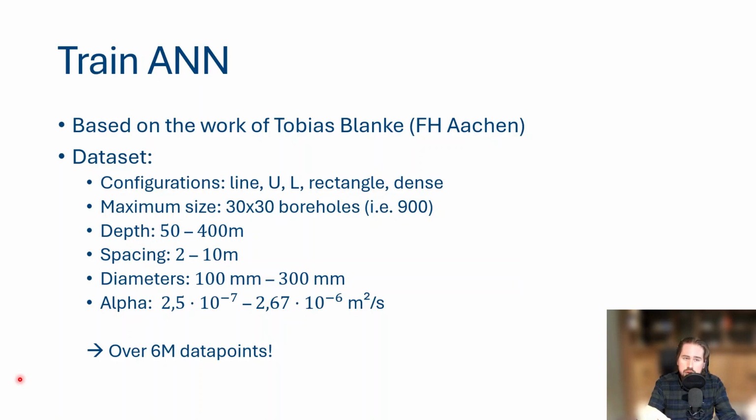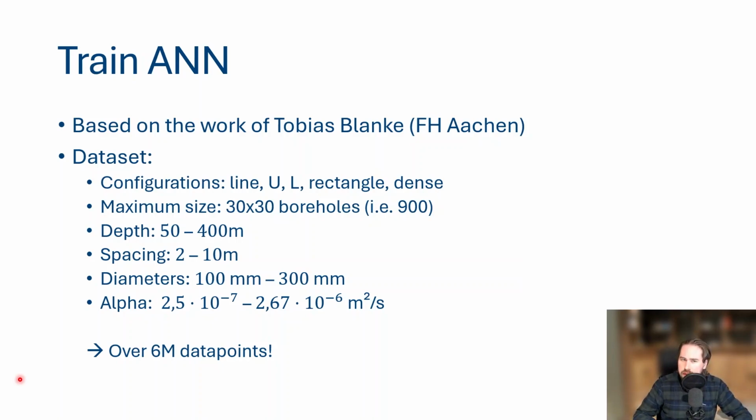We did this for borehole depths ranging from 50 to 400 meters, for spacings from 2 to 10 meters, for borehole diameters from 100 to 300 millimeters, and also for a range of thermal diffusivities of the ground, so a thermal conductivity, let's say. And in the end, we had 6 million different G functions simulated. It took quite a lot of time, and then we put it into the model, we let it train, and we got out an artificial neural network that was trained to give us certain G values when we have a certain bore field design.